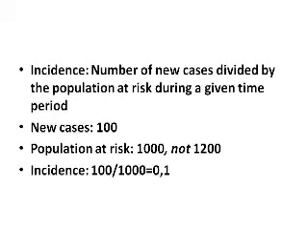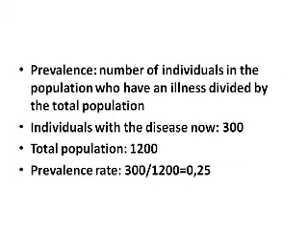Now let's calculate the prevalence. Remember, the prevalence is the number of individuals in the population who have an illness divided by the total population. So how many individuals have the disease now? Well, there were 200 before, and now there are 100 new cases, which were the ones that we used in order to calculate the incidence. So there would be a total of 300 individuals with the disease.